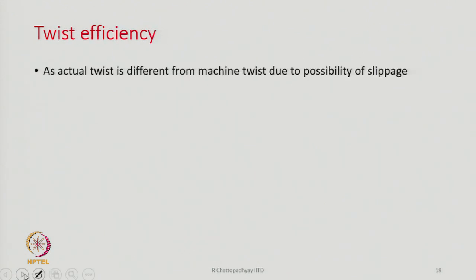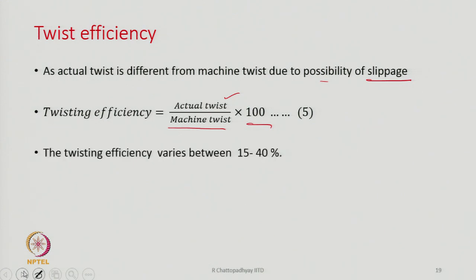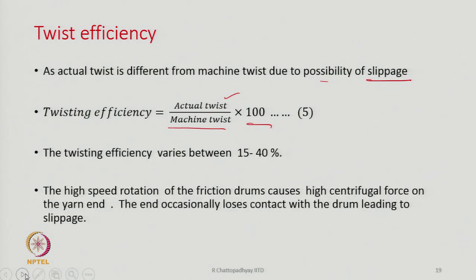Twist efficiency: what is the machine twist, and what is the actual twist that we get? The actual twist is different from the machine twist due to the possibility of slippage, and therefore, twist efficiency is actual twist divided by machine twist into 100. That will give us the twist efficiency. Generally, twist efficiency is 15 to 40%. That means so much slippage is there.